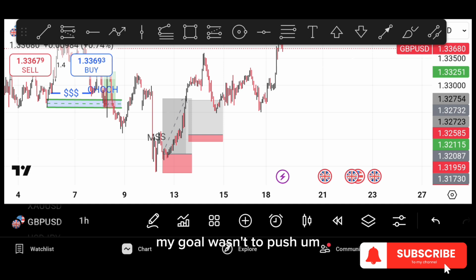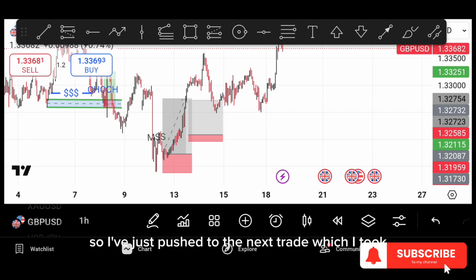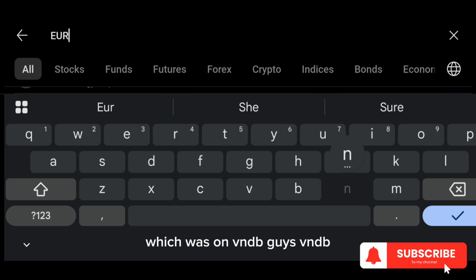My goal wasn't to rush it. I just waited for the highest quality setup, guys. Alright. So I've just pushed to the next trade which I took, which was on NZD, guys.